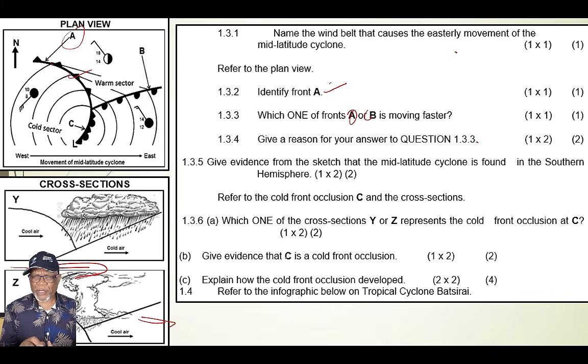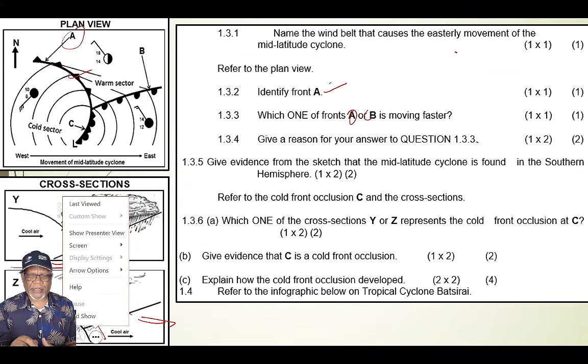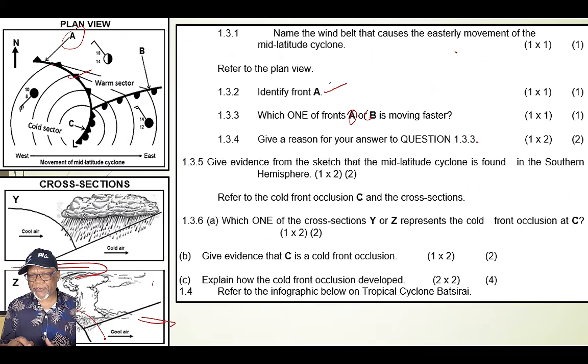Okay, now we have given evidence that C is a cold front occlusion. Why do we say C is a cold front occlusion? Because we can see the cold front is touching the surface. That's why we're saying that. Explain how the cold front occlusion will develop. How cold front occlusion develops.